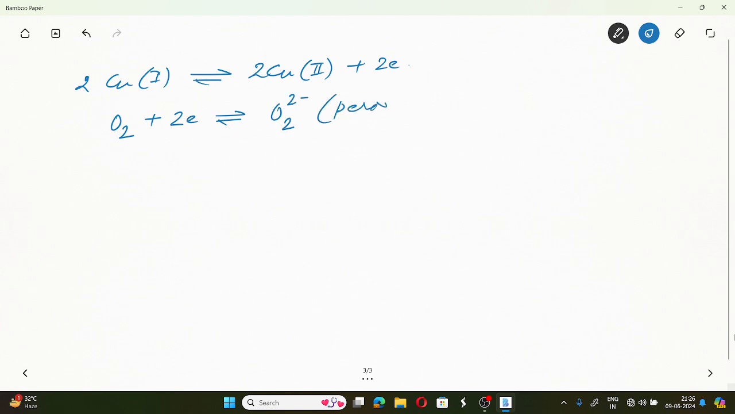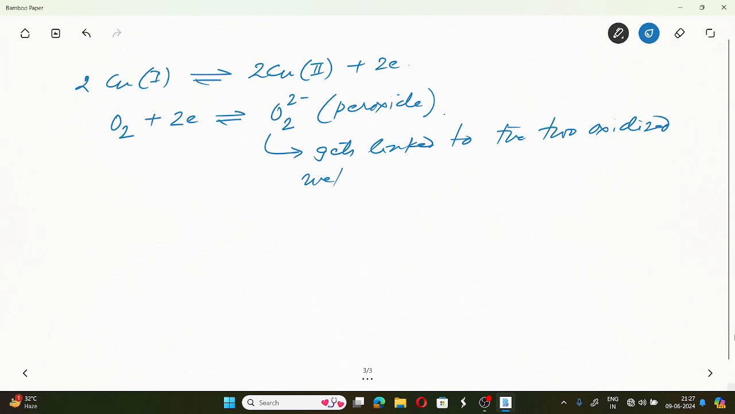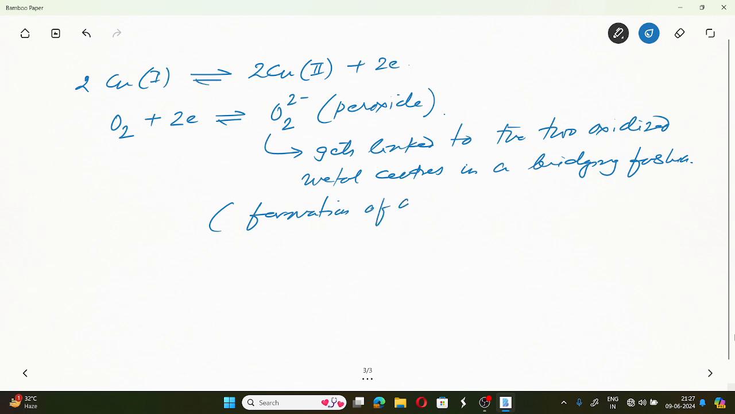So this peroxide is formed, and this peroxide now gets linked to the two oxidized metal centers in a bridging fashion. So what happens? It leads to the formation of a peroxo bridge. A peroxo, or peroxido to be more precise, peroxido bridge.